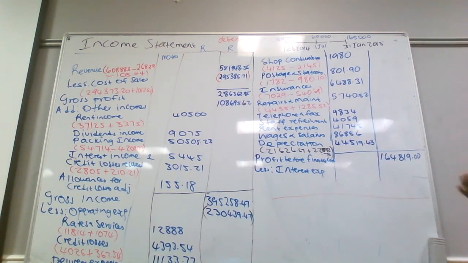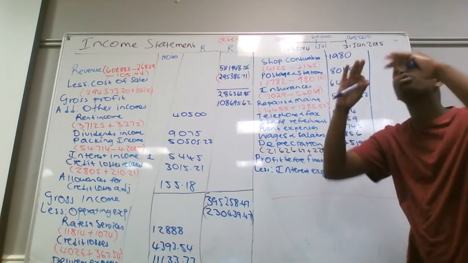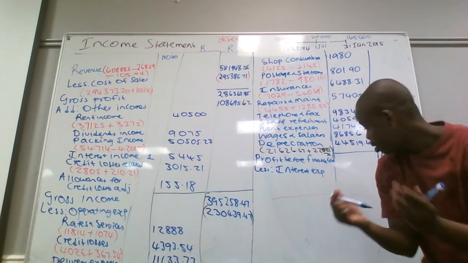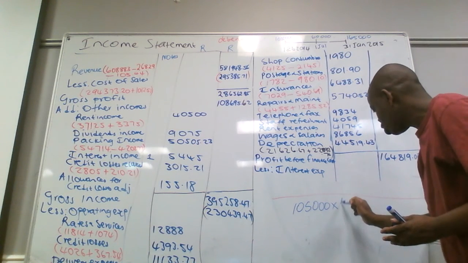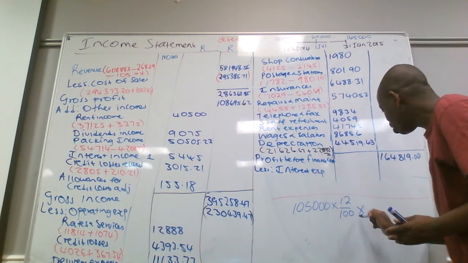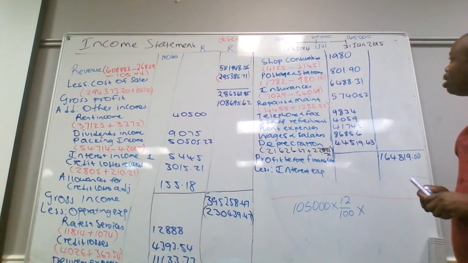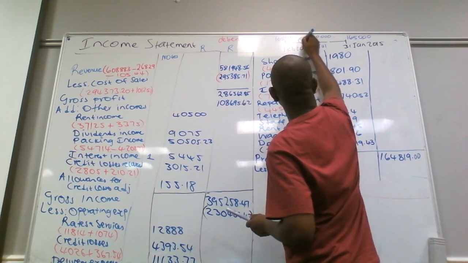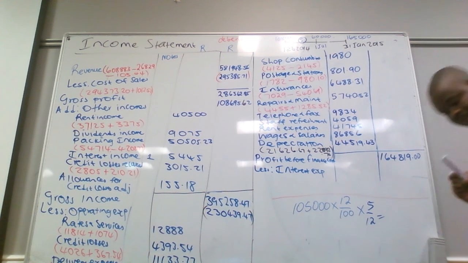I'm just analyzing so that I can be able to continue. From the beginning to the 1st of July, the loan was only 105. We need to calculate interest on 105 for now. 105, how many percent? 12. How many months? Count for me. From here to there, 5 months. Okay, times 5 over 12. How much? 5,250.